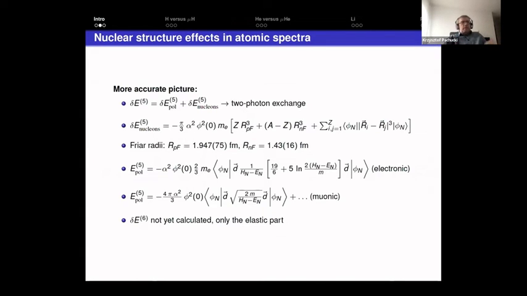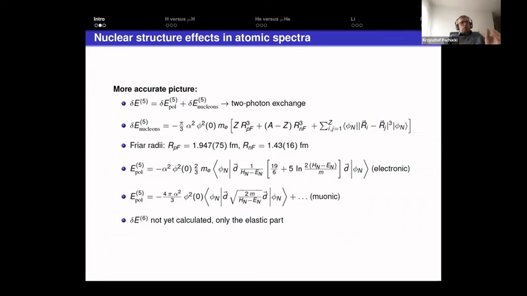Z number of protons. A minus Z is the number of neutrons. So there's also the Friar radius of the neutron, which is below. What is interesting, the neutron also contributes to the energy shift due to this, in general, charge distribution, because it has a significant two-photon contribution. And also there is this contribution Ri minus Rj. So this formula is written for point nuclei, and this is the distance between the protons multiplied by power 3 and averaged with the nuclear wave function.